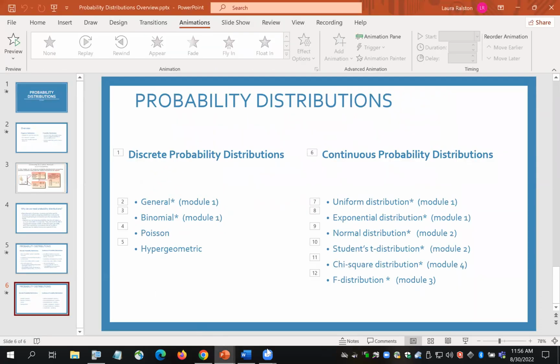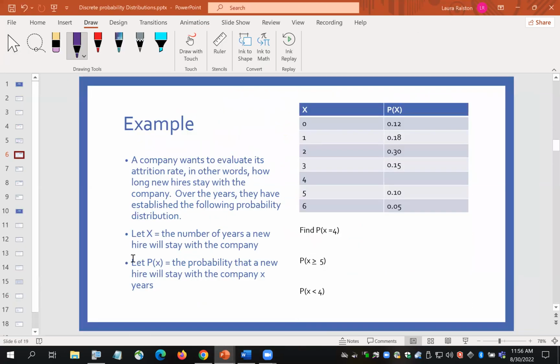Okay, so that kind of gets us through the discussion of the general discrete probability distribution. The biggest thing to remember is that all probabilities have to be between 0 and 1. The sum of the probabilities is 1. And then pay attention to your symbols, whether it includes equal, which would include the number, or it does not include equal, which means it does not include the number, if you're asked to calculate a probability.